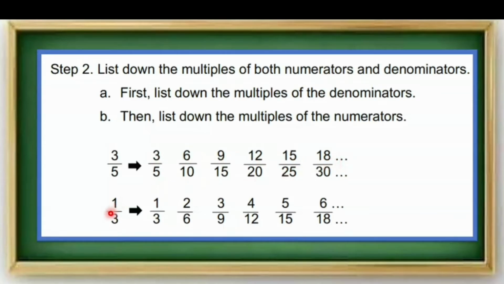And then the second fraction, again, list down the multiples of the numerator. Is 1, 2, 3, 4, 5, 6. And for the denominator, since 3 here, we start from 3, multiples of 3, 6, 9, 12, 15, 18, and so forth. Ngayon, titignan na natin kung alin sa dalawa ang magkaparehas ang denominator. Hanapin natin.